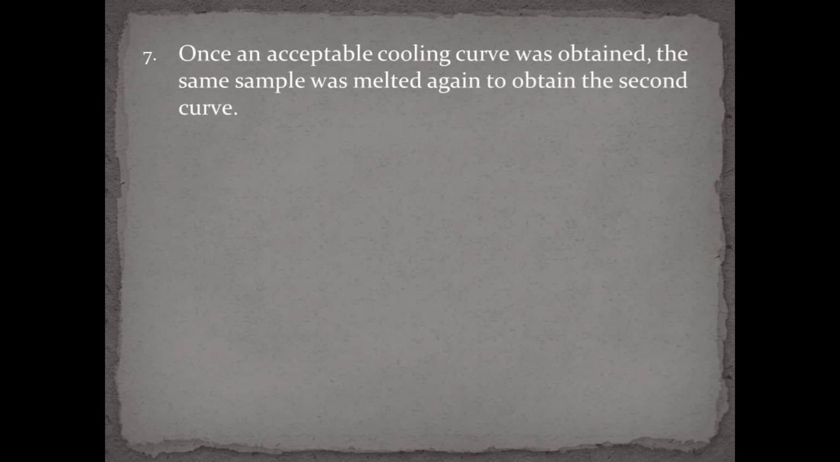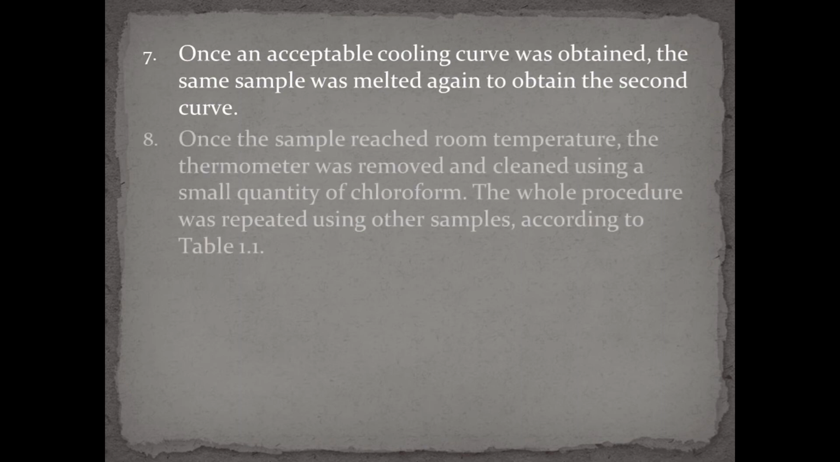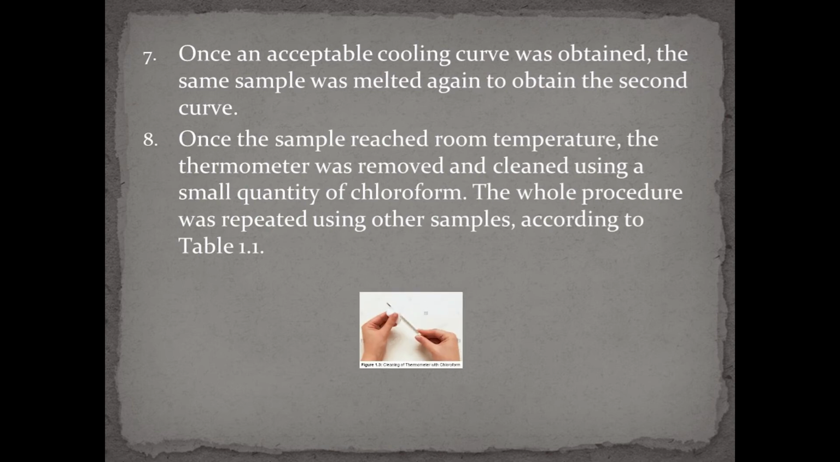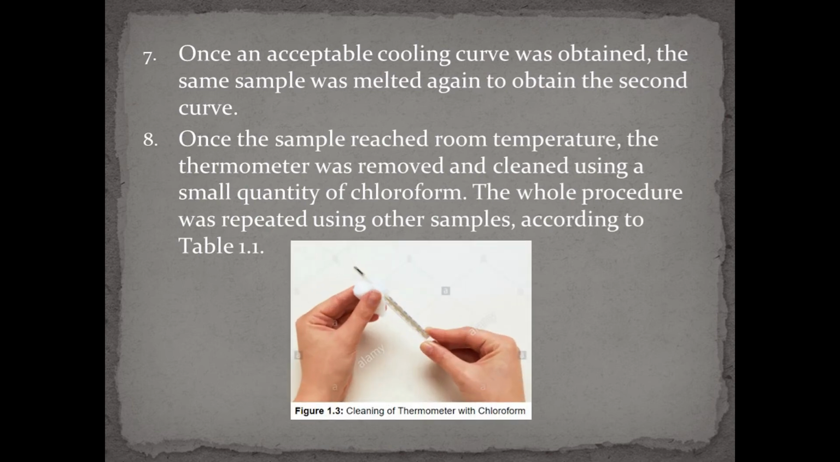Once an acceptable cooling curve was obtained, the same sample was melted again to obtain the second curve. Once the sample reached room temperature, the thermometer was removed and cleaned using a small quantity of chloroform. The whole procedure was repeated using other samples according to table 1.1.